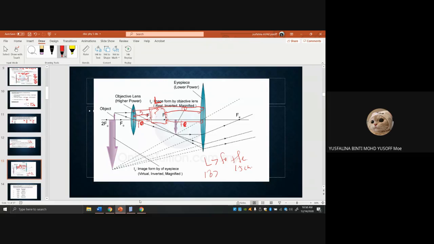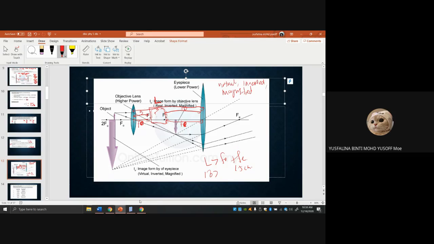Let's see the characteristic of the image first. Let's say this is the object. When the object passes through the lens here, it will form the first image. Then this first image will become the object for the second lens, that is the eyepiece. So let's see the first image first. This one is formed behind the lens, so it should be real, and then inverted. You can see the size of the image here is bigger than the object, so it should be magnified. This is the characteristic of the first image.